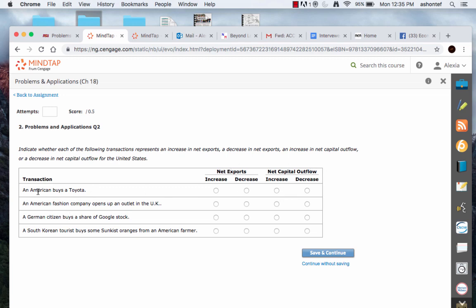So let's get going. An American buys a Toyota. Well, that's definitely a good or a service. It's a good in this case. So it's going to have some impact on net exports. Let's do the next one.